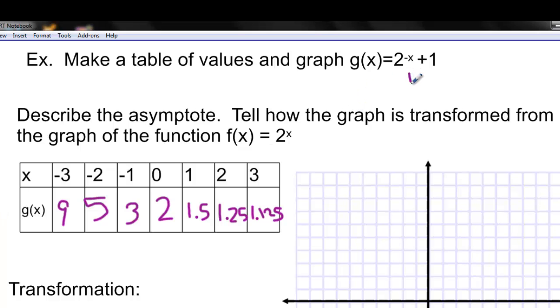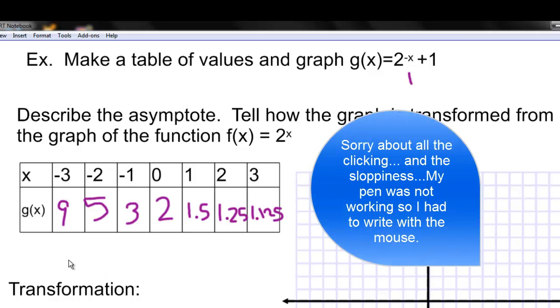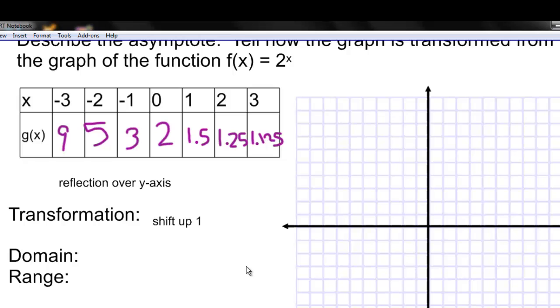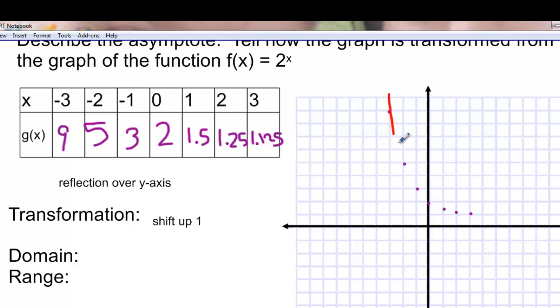All right, so what kind of transformation was this on this function? Notice here with the negative x, that's indicating that we have a reflection over the, can you tell me? If you make all the x's opposite, it's going to be a reflection over the y-axis. So this is going to be a reflection over the y-axis, and the plus 1 is going to be a shift up 1 unit. All right, so when we plot the points that we have, 5 and so on, and we basically get a graph that looks, I'll do my best, looks something like this. Oh, wait, that's not good.